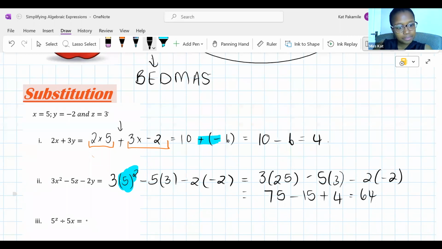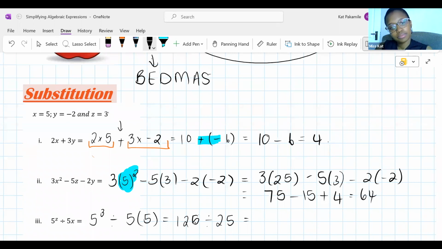Okay, so it's going to be 5 to the power of 3 divided by 5 times 5 equals. What's 5 cubed? Isn't that 125? Yes, it is. 125 divided by what? By 25. And what is our final answer, Eddie? Just 100. Divided, remember, not minus. My bad. So it is? 5? 5. Beautiful. Thank you, Eddie.